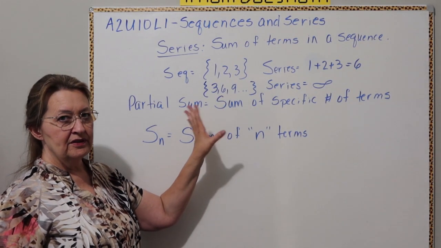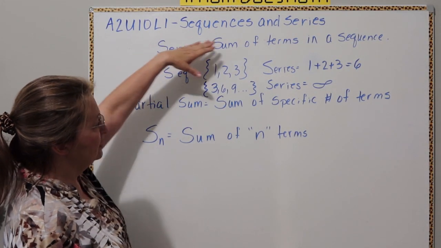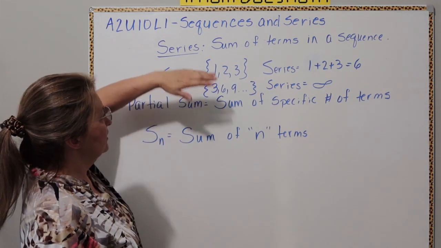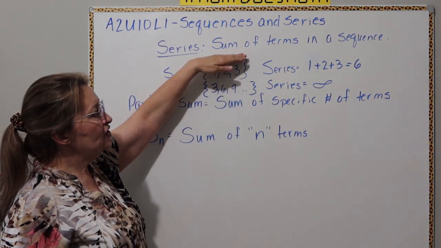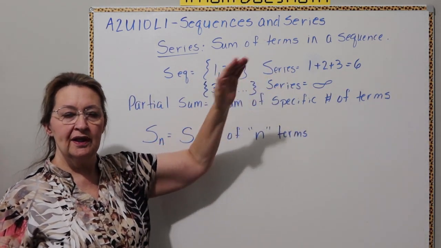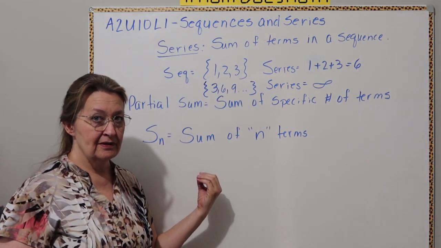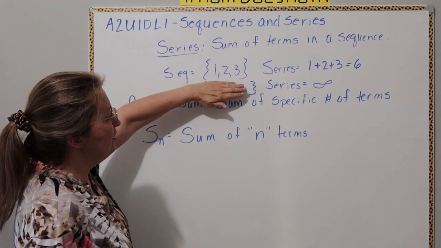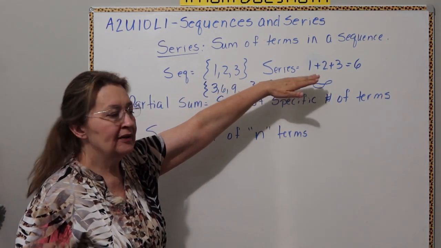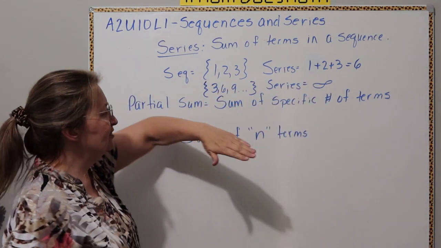Now let's jump into series. We've been looking at sequences. Now we're moving to series. A series is the sum of the terms in a sequence. So you have to have a sequence before you can have a series. When you have a sequence and you add all the numbers up, you get a series. That's all there is to it.